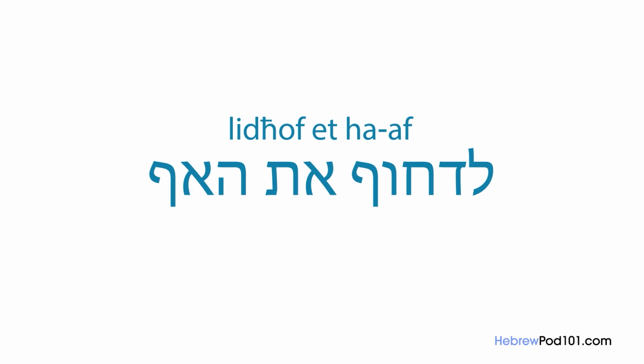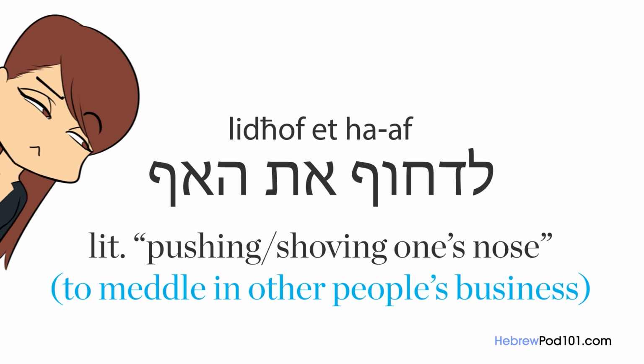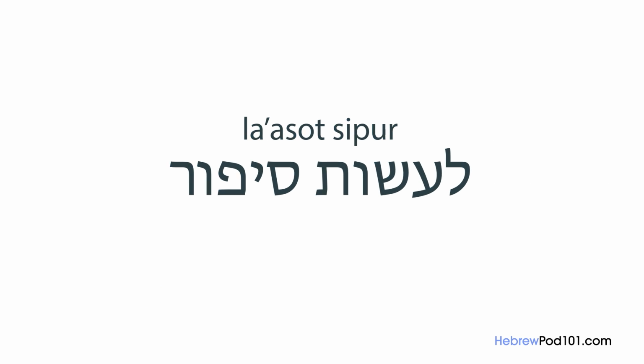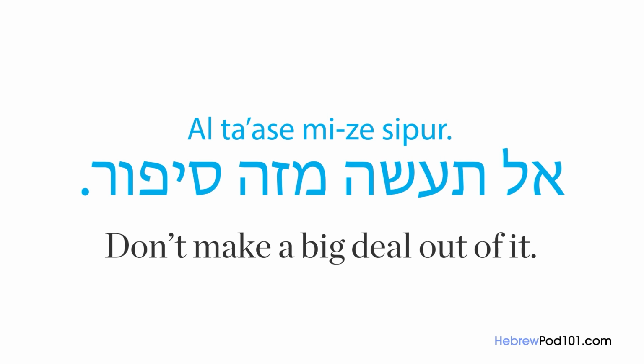The first one is, lidchof et ha'af. It literally means pushing or shoving one's nose. As you can probably guess, it means to meddle in other people's business. The next one is, lasot sipur. It literally means to make a story, and it's used like the idiom to make a big deal in English. For example, Al taseh mize sipur. Don't make a big deal out of it.